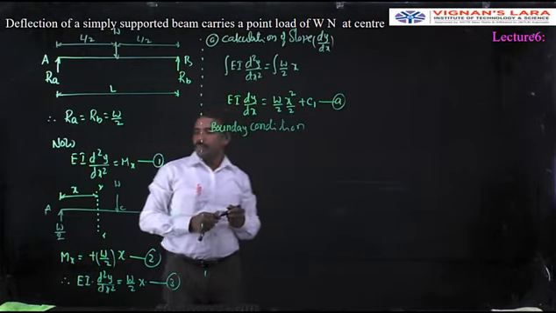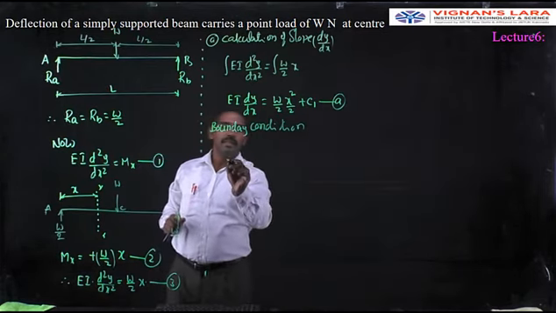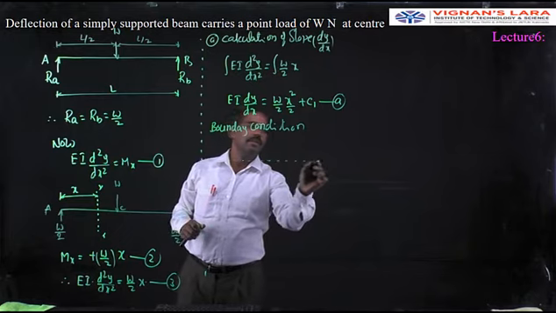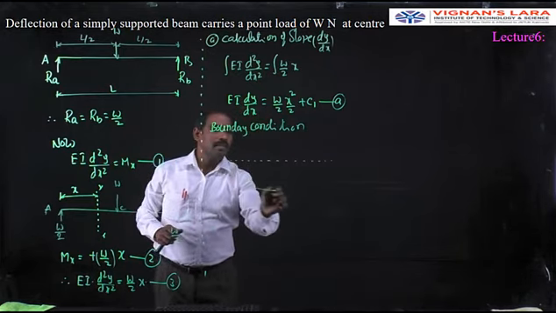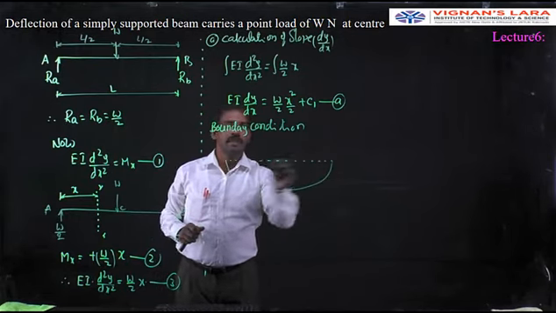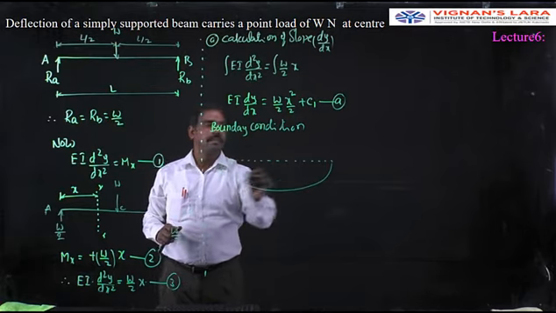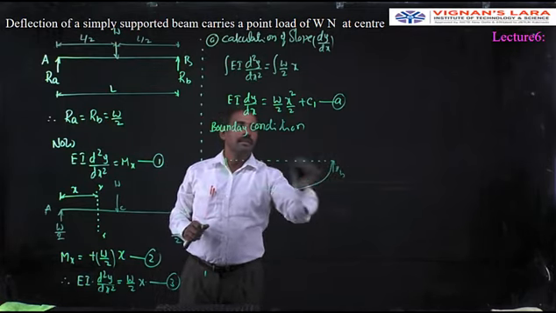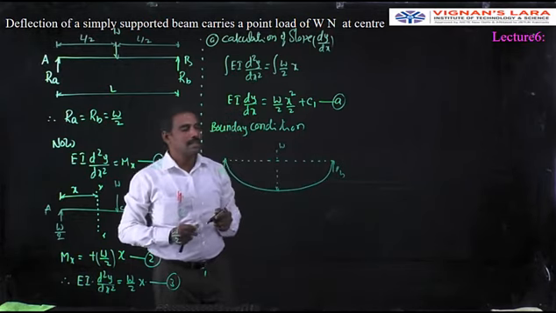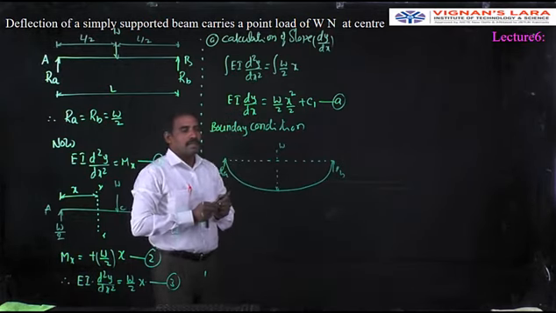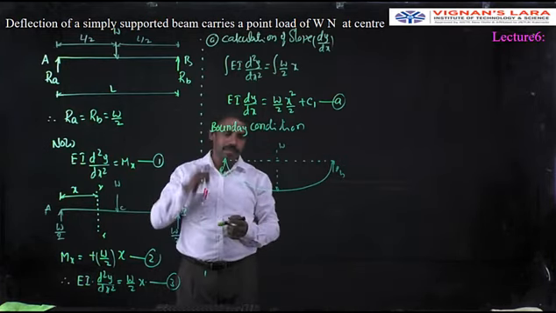If you draw the deflected curve, from that you can say that this is the initial position of the curve, or the undeflected curve. Whenever load W is applied at C, that is at midspan, this is the deflected curve. This is RA, this is RB. A load W is applied at C. This is the deflected curve. We just have to find out the slope and deflection at any position.